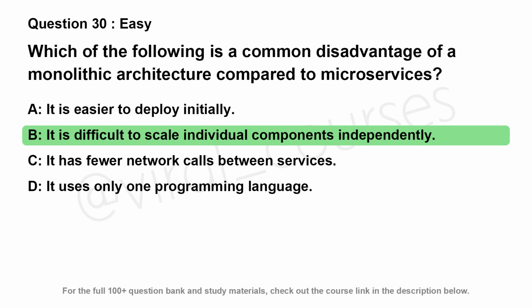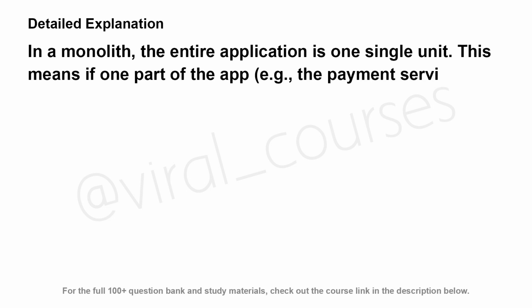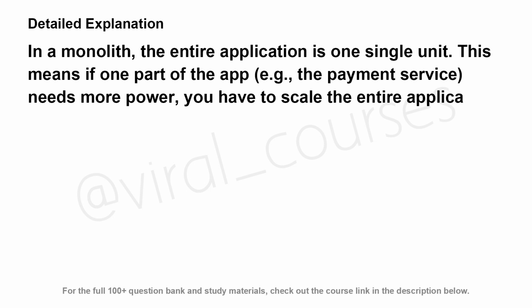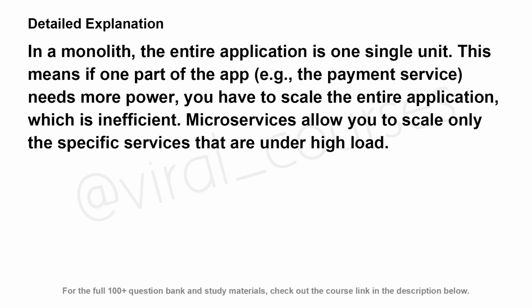The correct answer is B. In a monolith, the entire application is one single unit. This means if one part of the app, e.g., the payment service, needs more power, you have to scale the entire application, which is inefficient. Microservices allow you to scale only the specific services that are under high load.